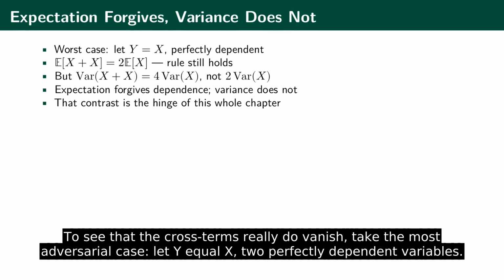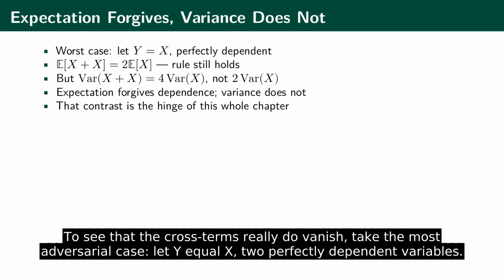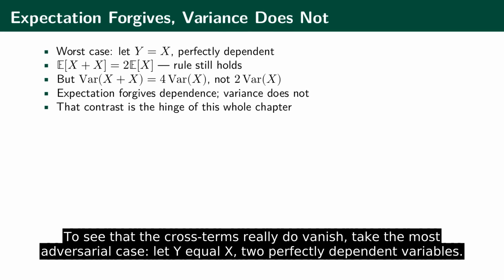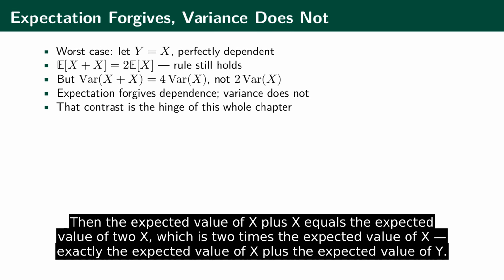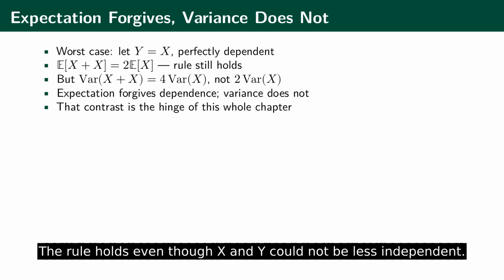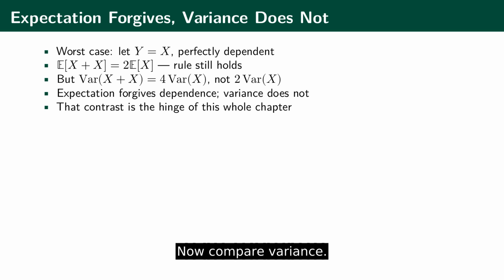To see that the cross terms really do vanish, take the most adversarial case: let y equal x, two perfectly dependent variables. Then the expected value of x plus x equals the expected value of 2x, which is 2 times the expected value of x, exactly the expected value of x plus the expected value of y. The rule holds even though x and y could not be less independent.